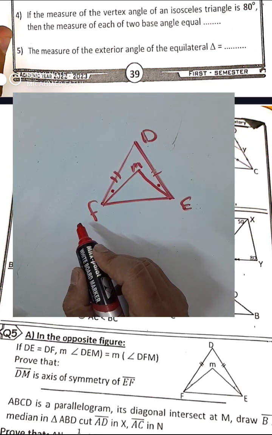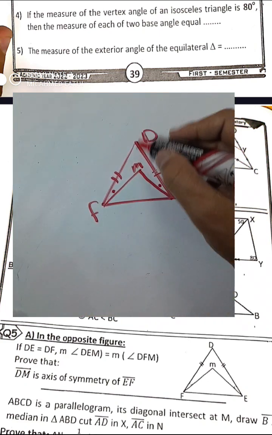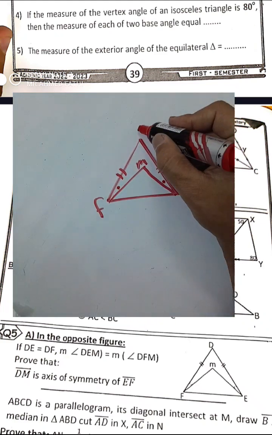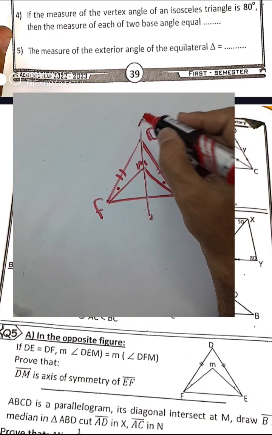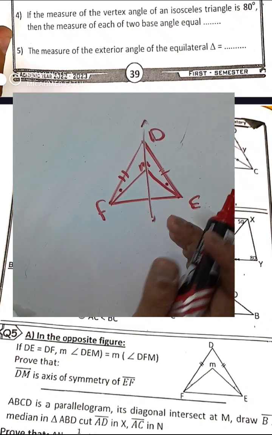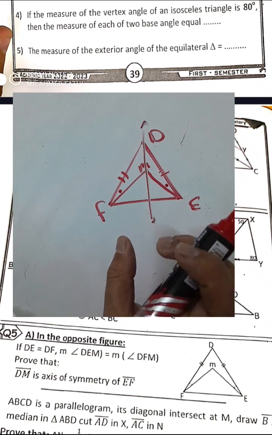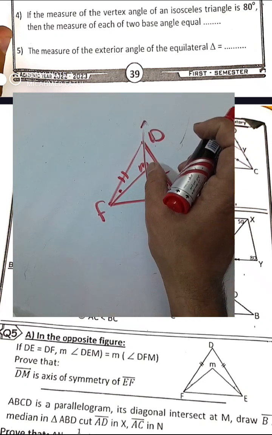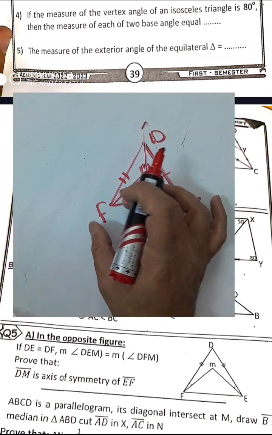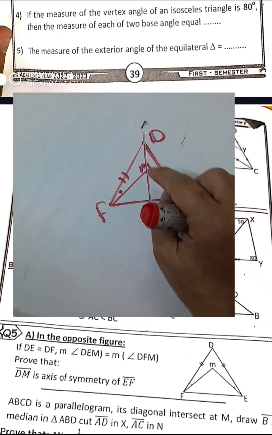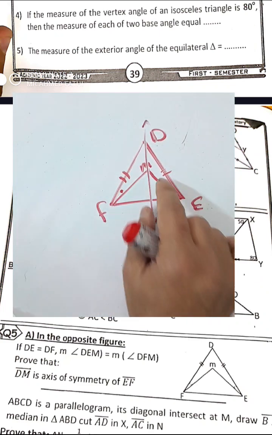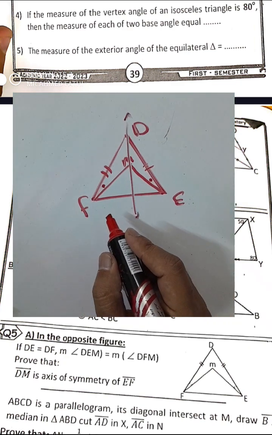You want to prove that DM is the axis of symmetry of this triangle. How can we prove DM is the line of symmetry? We can prove that by finding the relation between ME and MF. If we prove that ME equals MF, then it will be isosceles. Then M and D lie on the same straight line about the base, and it will bisect the angle, and we can make the two triangles congruent.